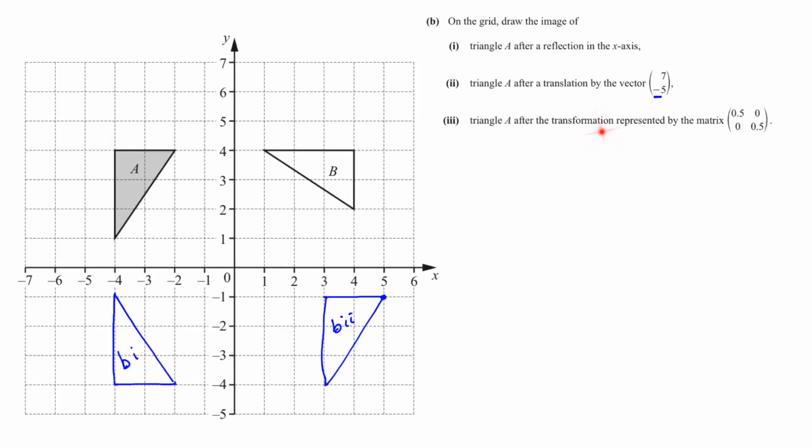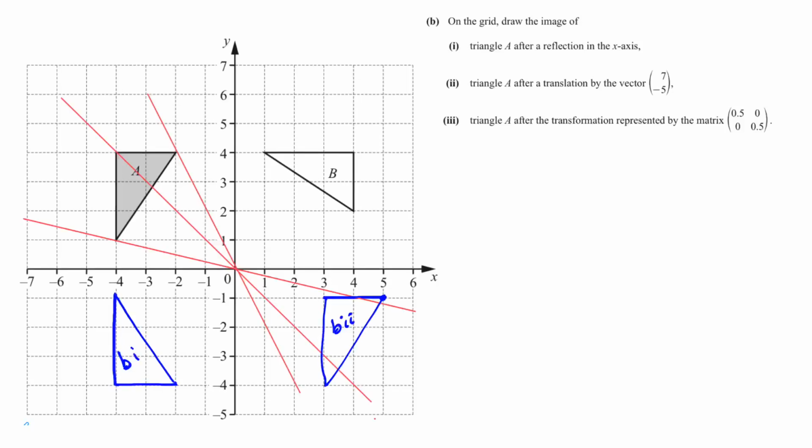B3. Triangle A after the transformation represented by the matrix 0.5, 0, 0, 0.5. If you have numbers like these, that means that is your scale factor for enlargement. The center is your origin. From the vertices of the triangle, draw a straight line passing through the origin, like this. And then the scale factor is 0.5, so we will find the new points. This point from the center is 1, 2, 3, 4 squares away. So 4 times half is 2. So that's your new point here.